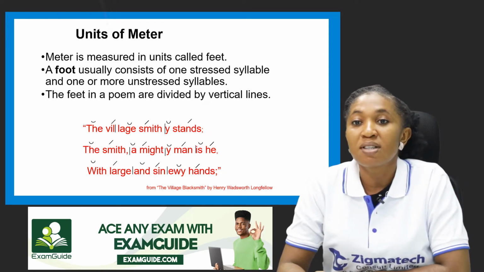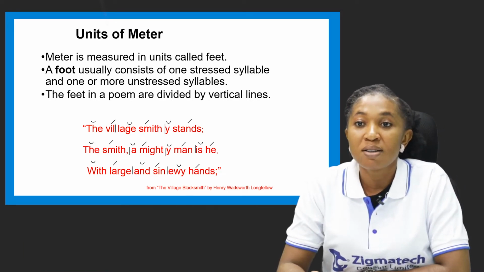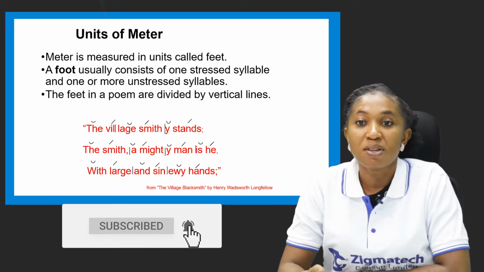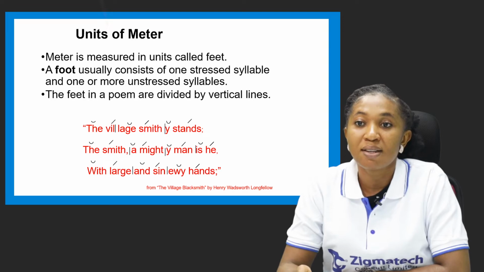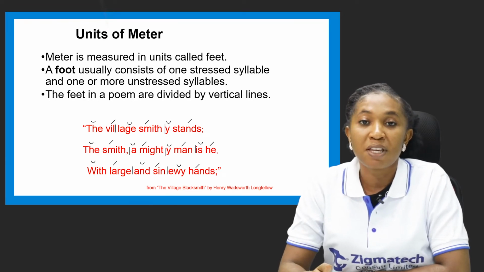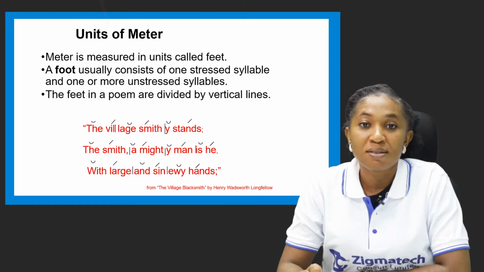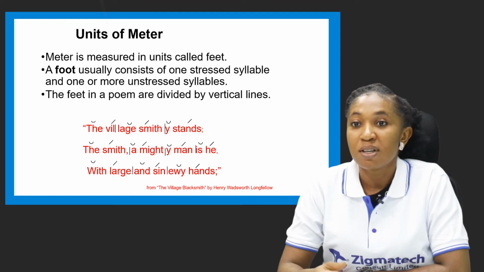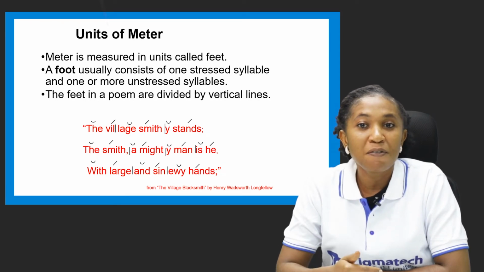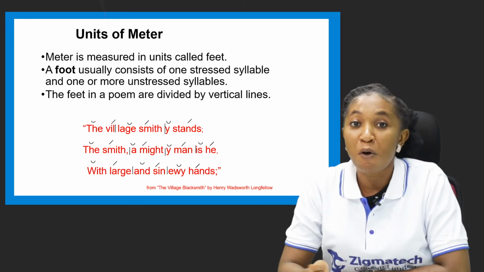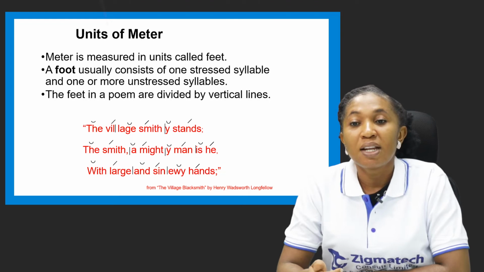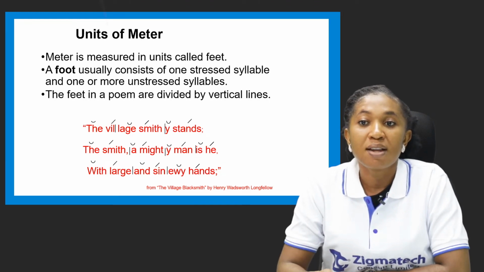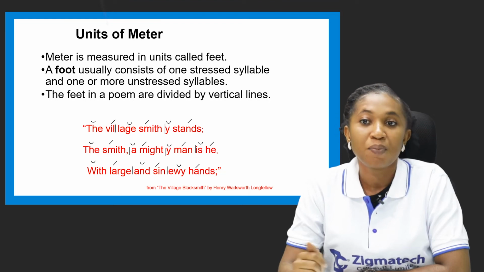Okay? The same goes for the second line: "The smith, a mighty man is he." So "the smith" gives us a foot. "A might" gives us another foot. "A man" gives us another foot. "Is he" gives us another foot. So if you look at this line, how many feet do we have? We have 1, 2, 3, 4. Four feet. In the last line, we have "with large and sinewy hands."